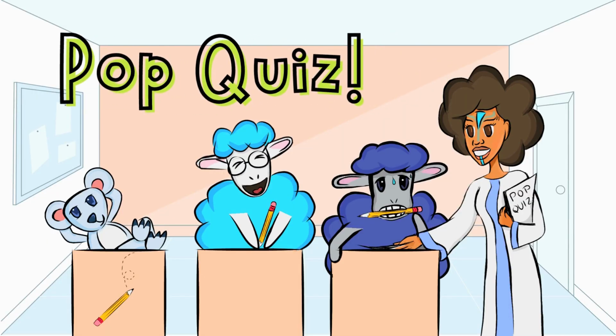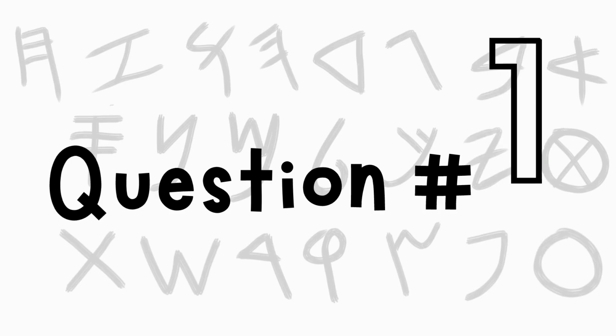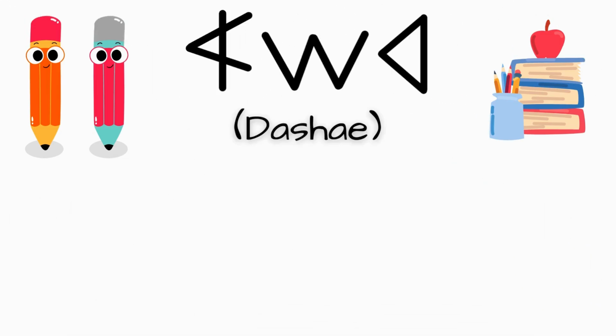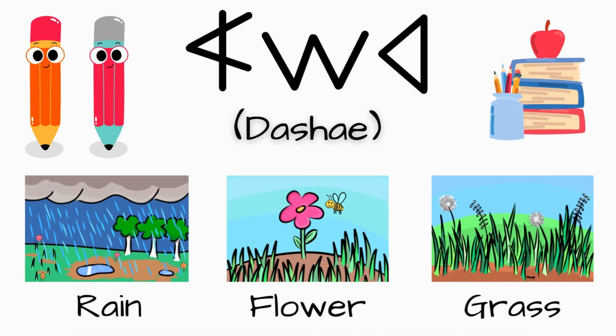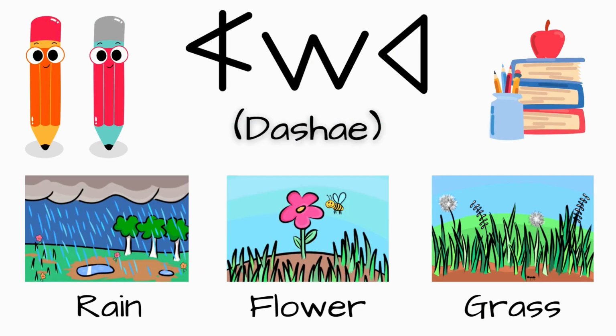Have you been keeping up with your Hebrew studies with our short videos? It's time for a pop quiz. Let's see how well you know your nature words. Your first word is dashe. Does dashe mean rain, flower, or grass?